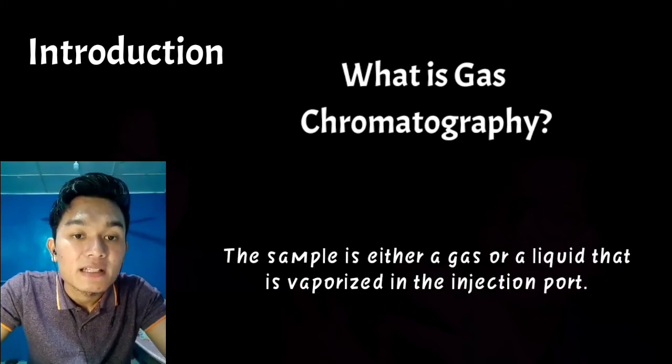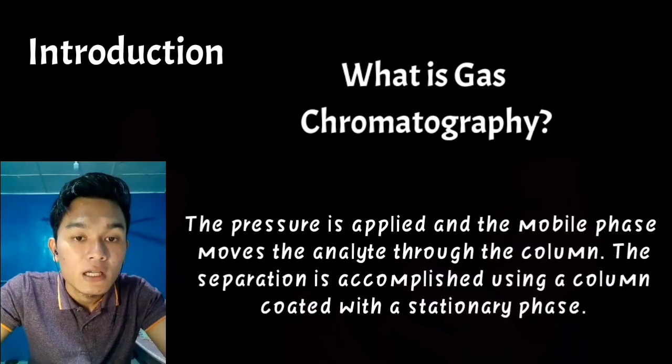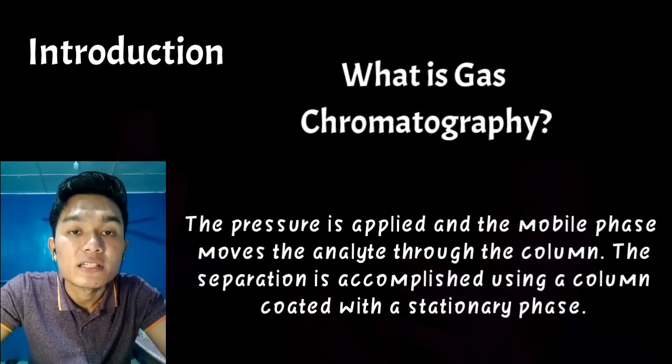The sample is either a gas or a liquid that is vaporized in the injection port. The mobile phase for gas chromatography is a carrier gas, typically helium because of its low molecular weight and being chemically inert. The pressure is applied and the mobile phase moves the analyte through the column. The separation is accomplished using a column coated with a stationary phase.